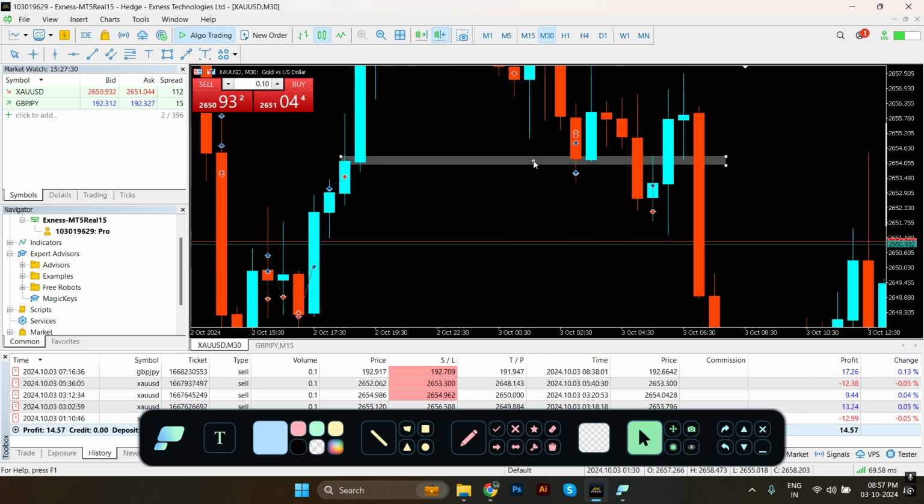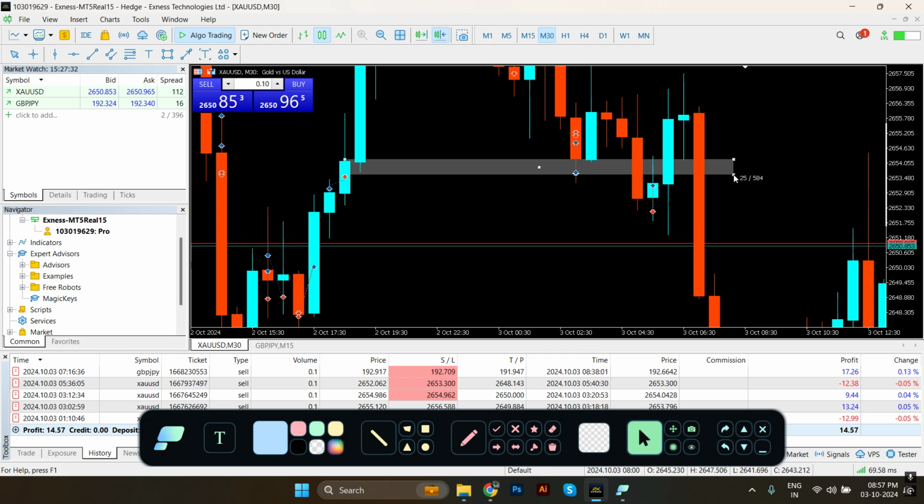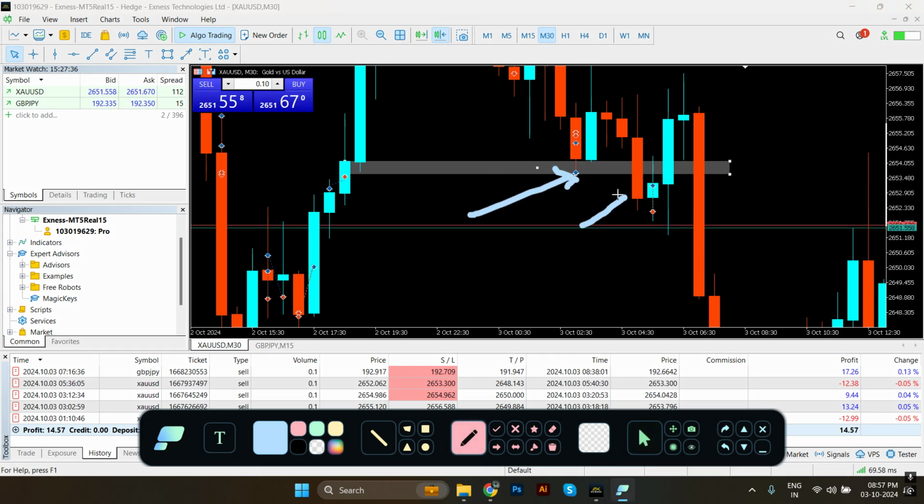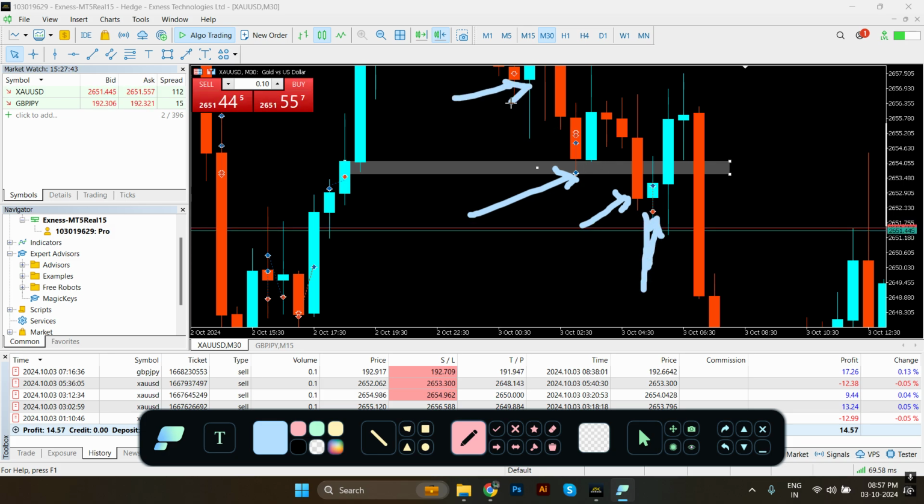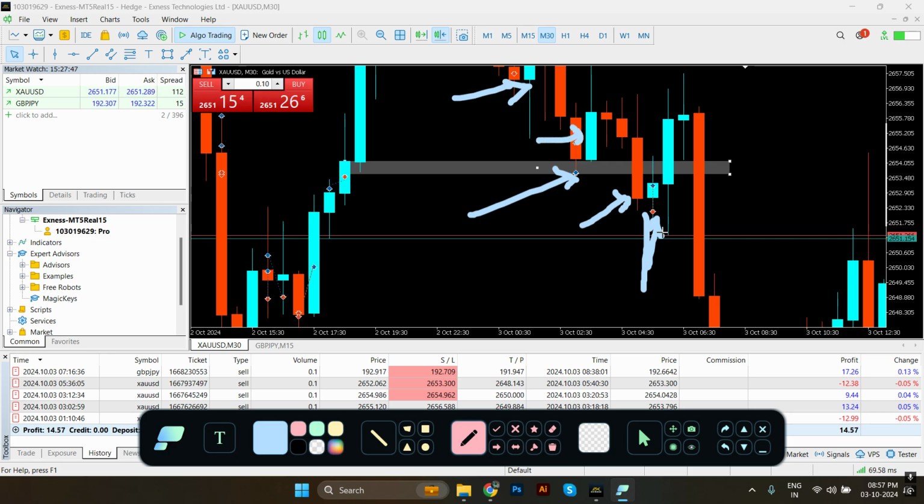In the London session I took some 4 minute entries. Again the same idea was there: price created a support, price broke the support, and this candle should have done the same thing it did over here, but it didn't. It just didn't go in my direction, and I called it a day. I just took a loss.